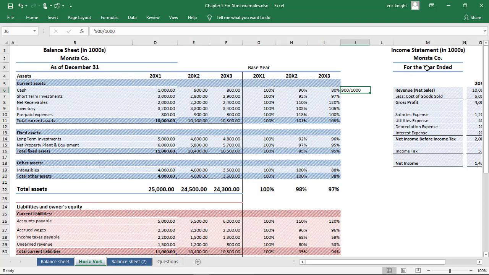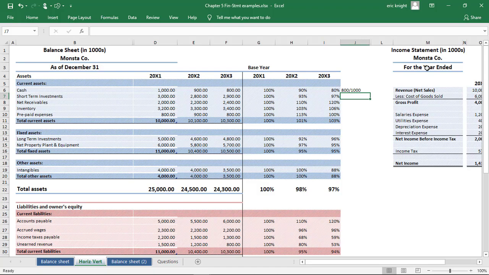And in 2000x3, again, we put it over the base year, so we would put 800 divided by 1,000. So we're able to see how the changes occur compared to the base year. Our base year is 100%. The next year, our cash went down to 90% of the base year. The next year, 80%. And so we're able to see what's changing and by how much it's changing from year to year.